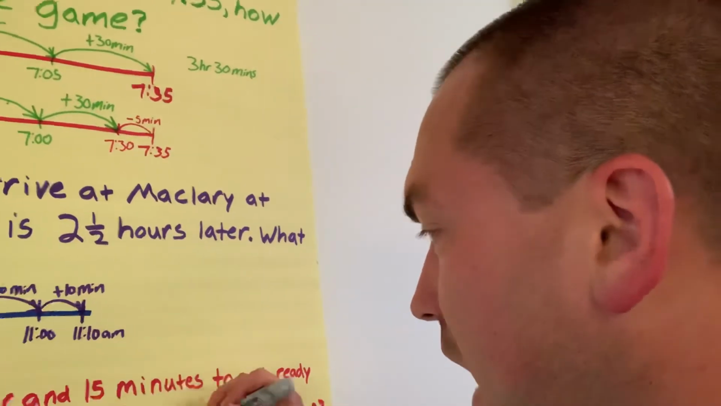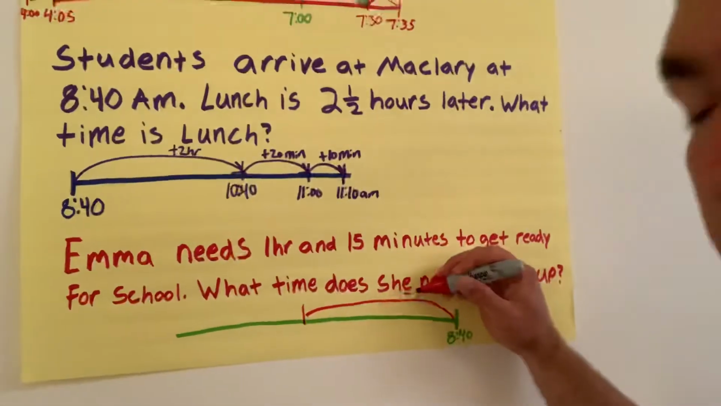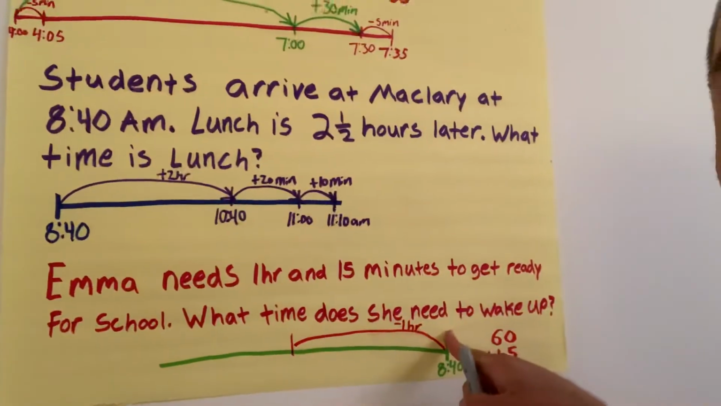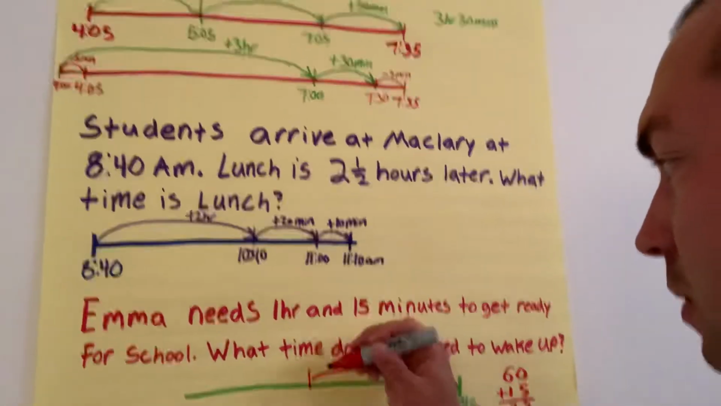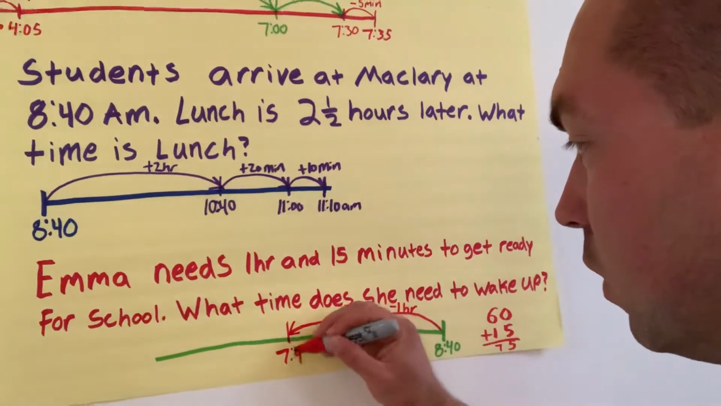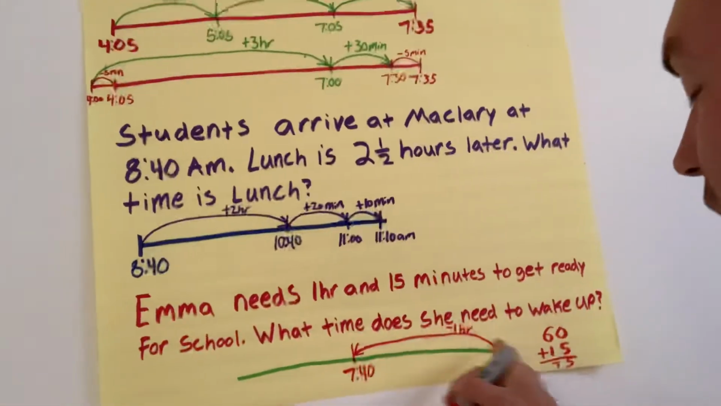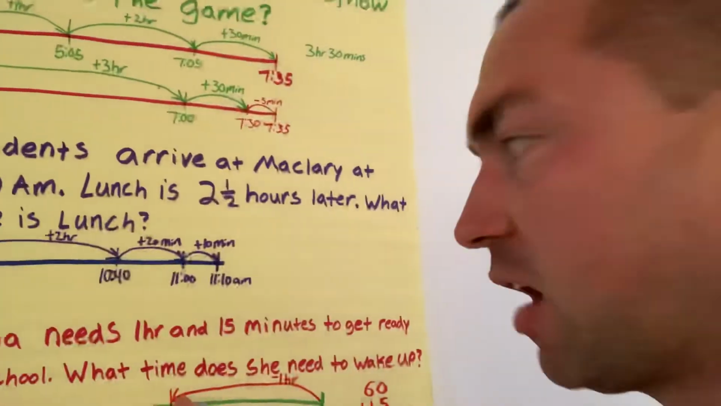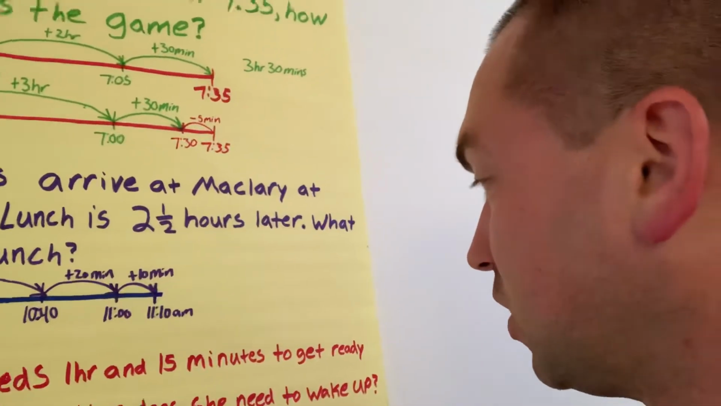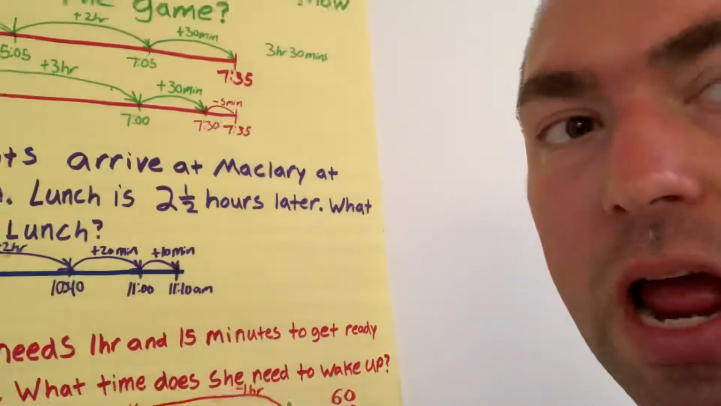If I jump back 1 hour, minus 1 HR, if I take away an hour from 8:40, that's going to get me back to the time of 7:40. Okay? And I always like to make sure that whenever I do these jumps, I have my arrows so that I know if I am going backwards or forwards in time.